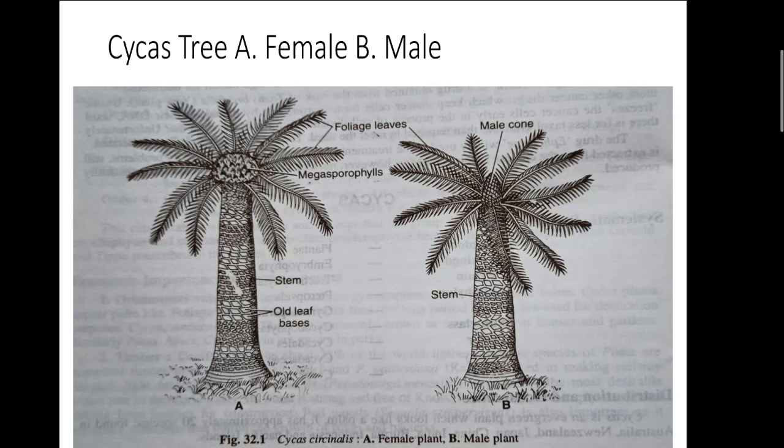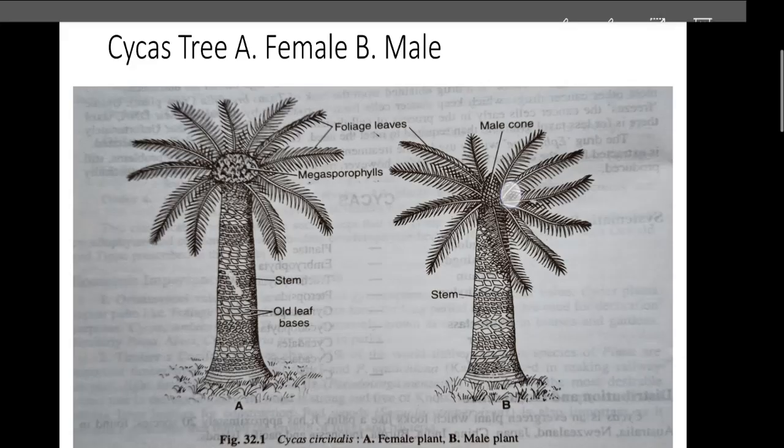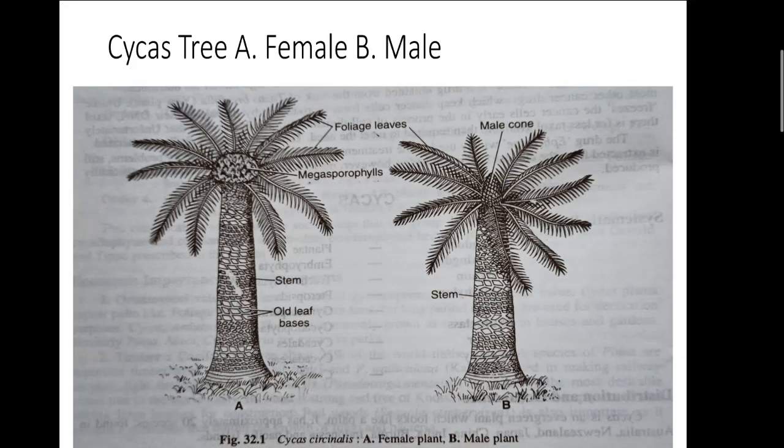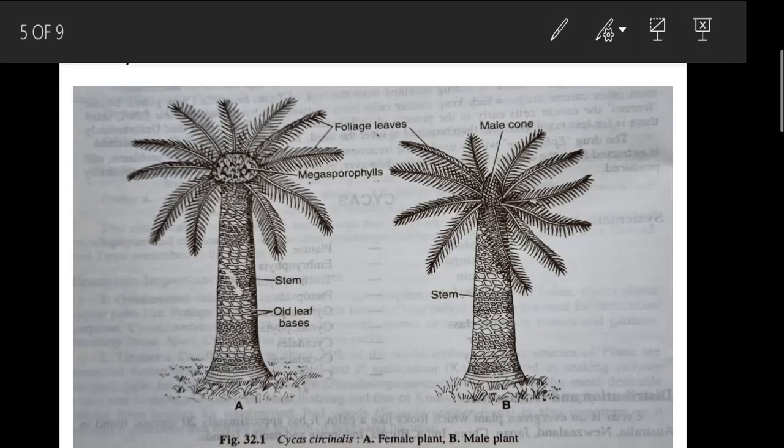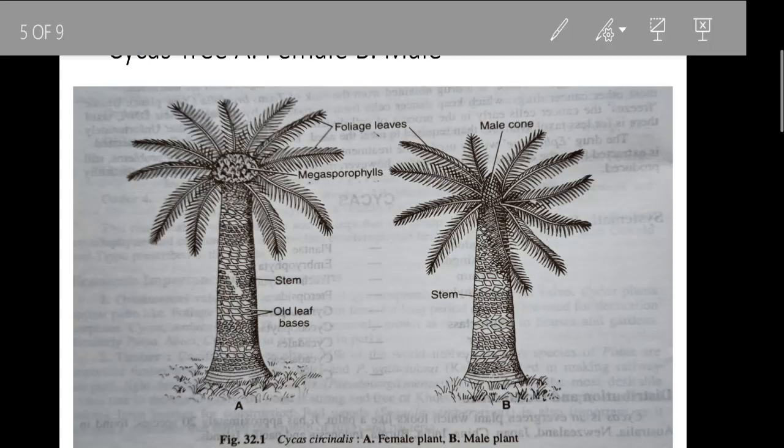We told you previously that we will discuss the Pinus and the Cycas trees in detail. Here you will observe two trees, one is the female tree, another is the male tree, and both have separate cones, female and male. Both have two types of leaf, one is the scaly leaf, brown colored, another is the green colored leaf. Both are compound leaves.